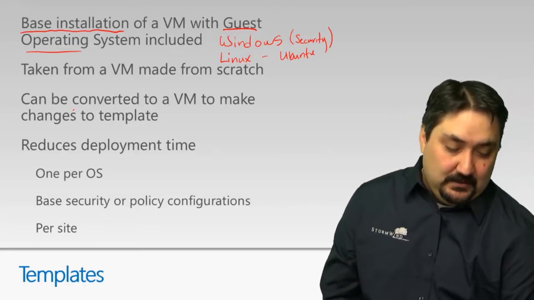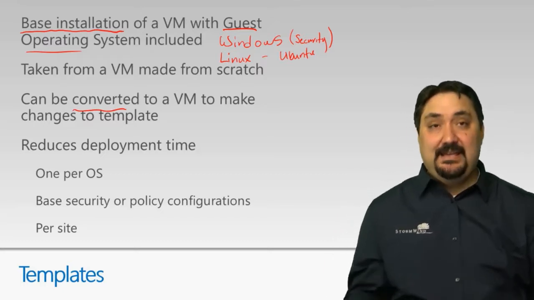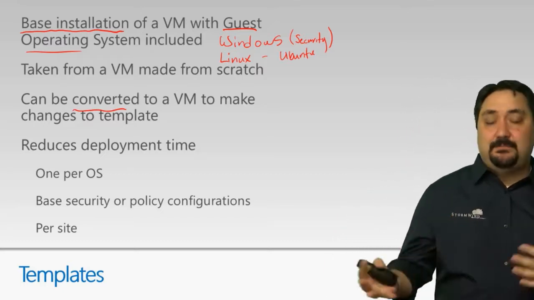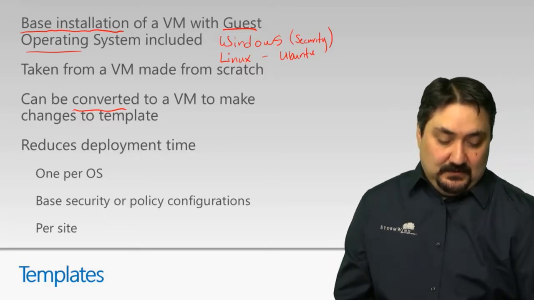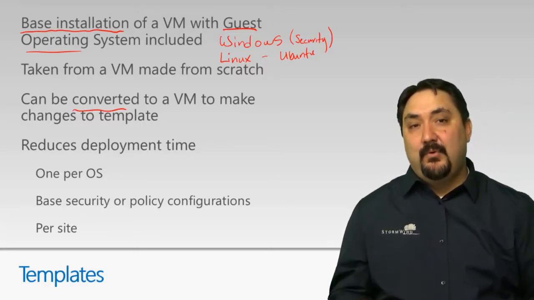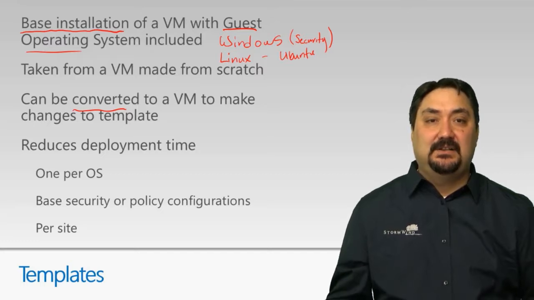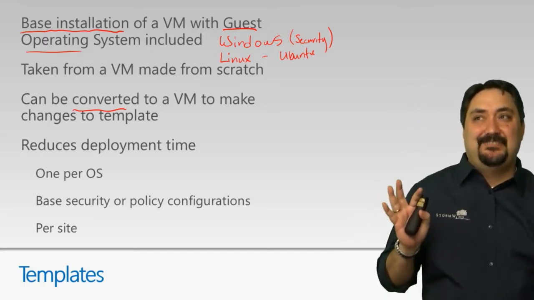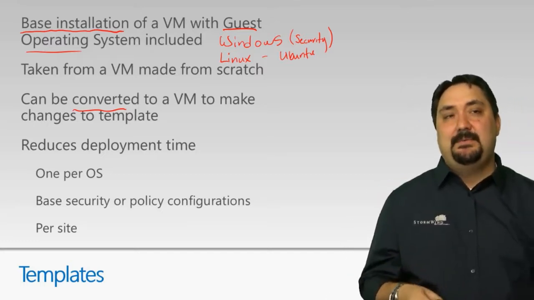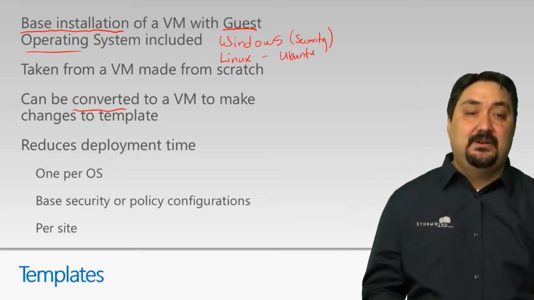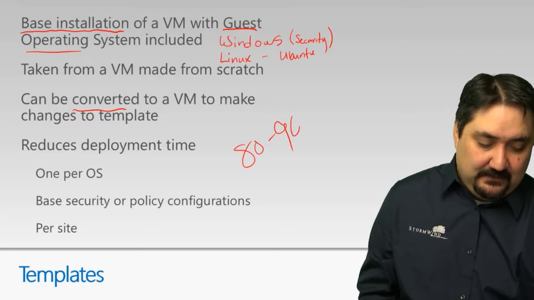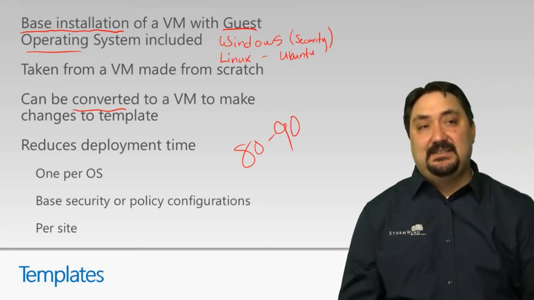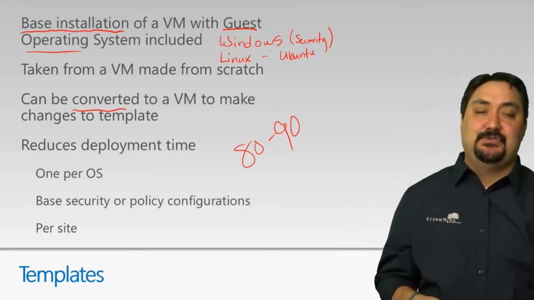Then we convert to a VM, and then we deploy from that VM. Saves us all that administrative time. So really, really important feature here. It allows us a lot of efficiency in the deployment of those virtual machines. Really great feature. Like I said, you're going to use this 80 to 90% of the time for your VM deployments. It really is your go-to deployment feature.